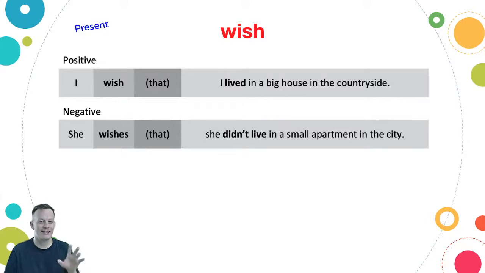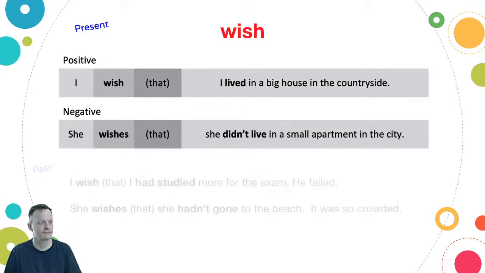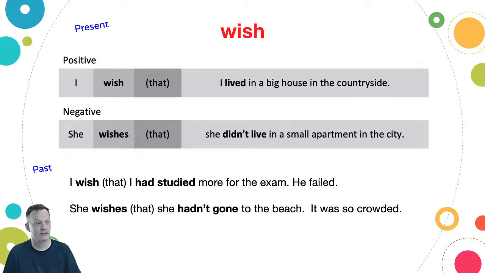All right, so that's kind of how that connects to the second conditional. Now, in the past, which is what we have just seen, the third conditional, we need to use the past perfect construction here to talk about the past. I wish that I had studied more for the exam.